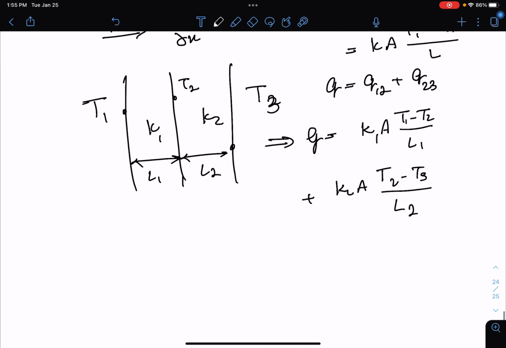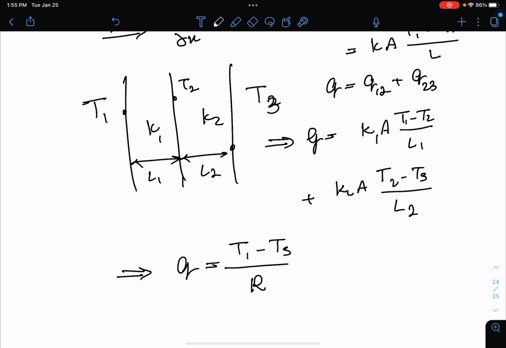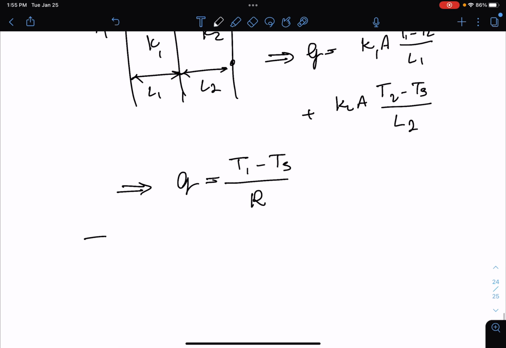We can also combine this into a new type of formulation. We can say Q is equal to T1 minus T3 divided by the resistance of the wall. Do you remember the thermal resistance from undergraduate? So this is it, thermal resistance.